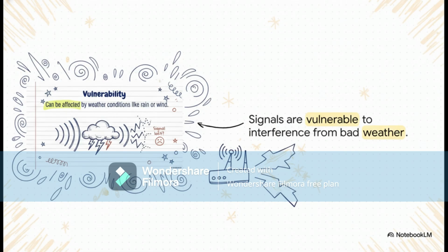It's vulnerable. Because that signal is just flying through the open air, other things can mess with it. Have you ever noticed your Wi-Fi getting a little weird during a thunderstorm? Yep, that's because bad weather can actually interfere with the signal and make it weaker or even drop out completely.